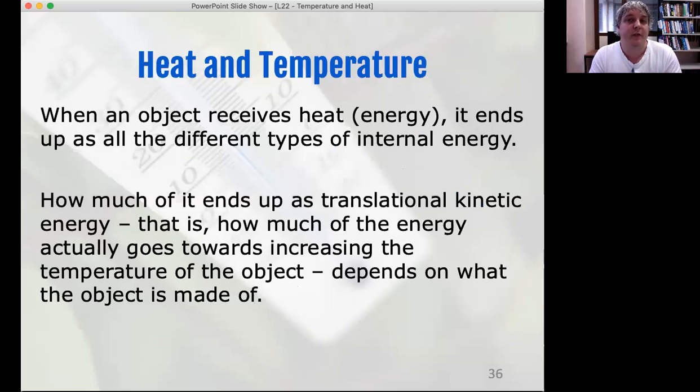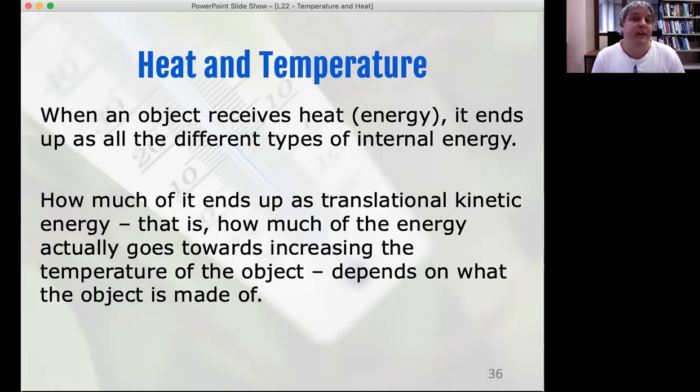It might put some into bonds. It might put some into rotation. It might put some into vibration. The temperature, the thing that we monitor, the thing that we can measure, is just that one type of internal energy. We don't really care about the others. They still exist, and they affect how much the temperature changes by, because if you put all the energy into the other ones, then the temperature is not going to change at all. So the other energies are still important, but they're not what we measure, and they're not what determines that flow of energy as we saw with temperature.